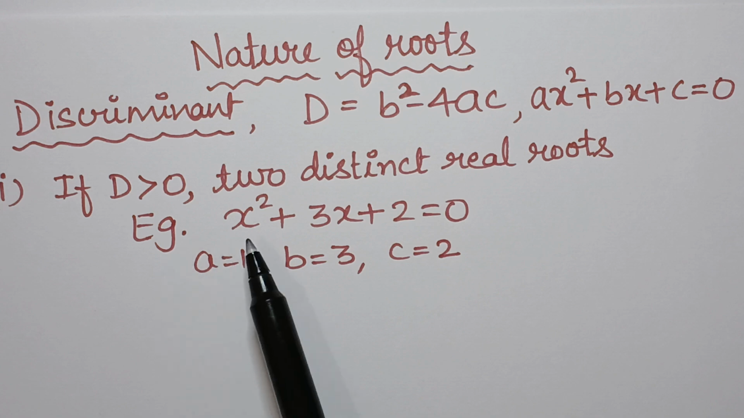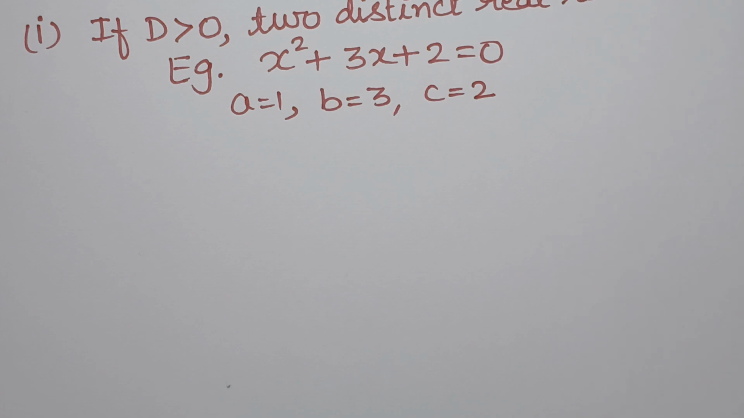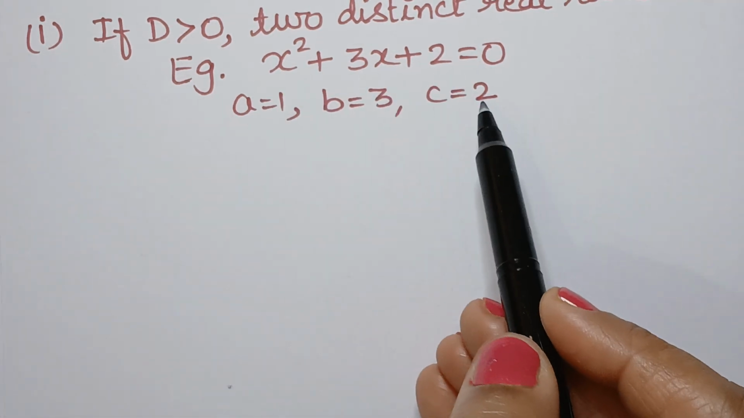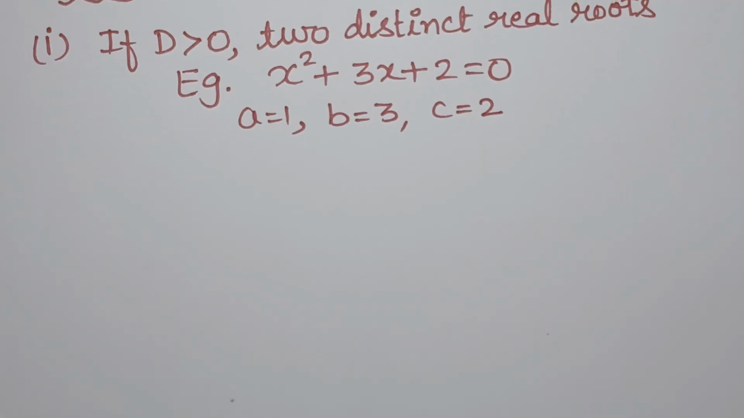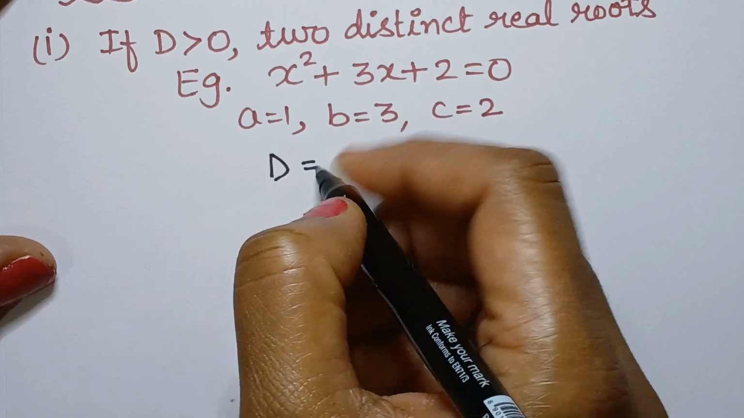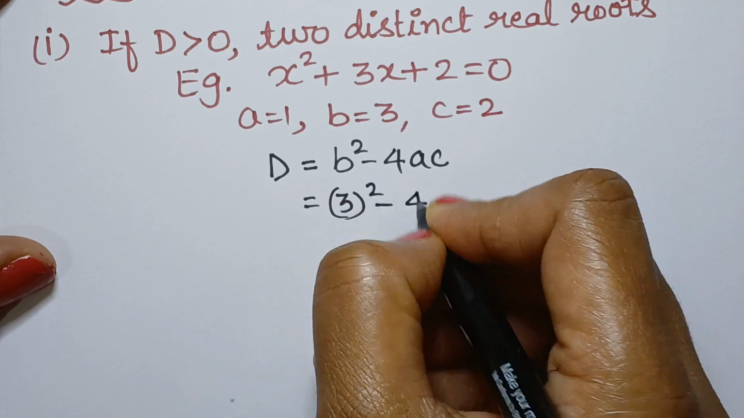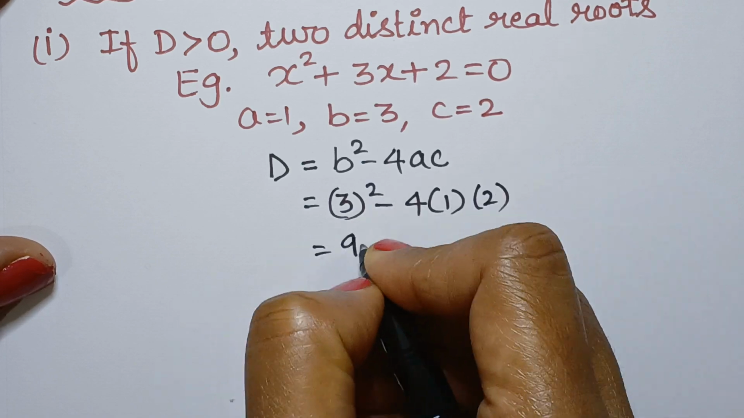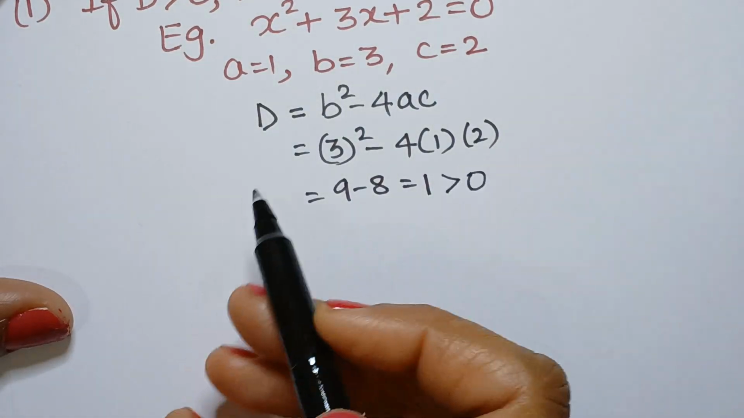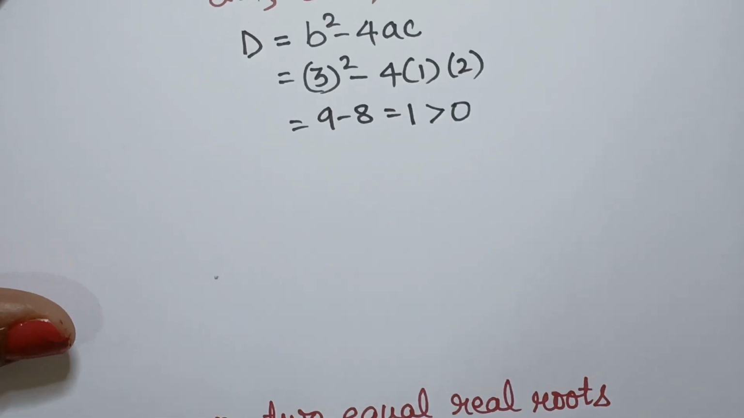So we have taken the example x square plus 3x plus 2 is equal to 0. Now first of all, we will find a, b, c here. What is a? Coefficient of x square, which is 1. Coefficient of x is 3 and c is 2. So let us check the value of D here. For calculating D, we have b square minus 4ac. What is b? 3 square minus 4ac. So I will get 9 minus 8, which is equal to 1. So my D is greater than 0. So if D is greater than 0, I will have two distinct real roots. Let us check whether we will have two distinct real roots or not.